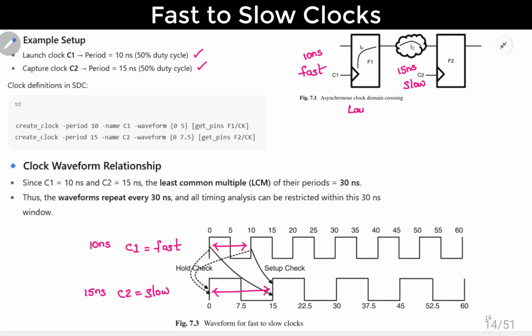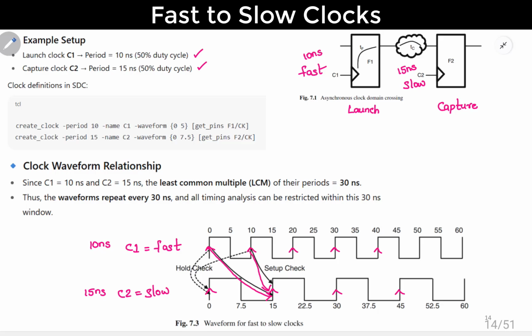So here this is the launch clock, this is the capture clock. In this scenario we shall see at which point we need to calculate setup and at which point we need to calculate hold. Let me go for setup. Data will be launched at positive edge triggers, so all these edges launch data. Now let us see at which point we need to capture. The data launched at 0 can be captured at 15. The data launched at 10 will be captured at 15.